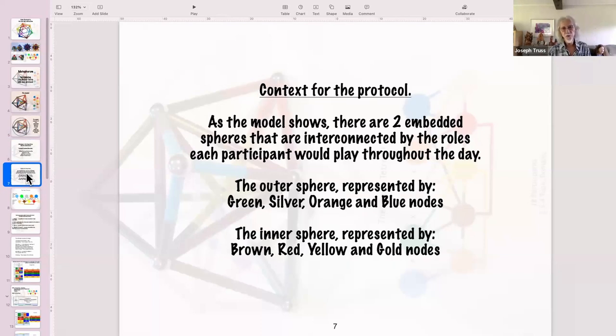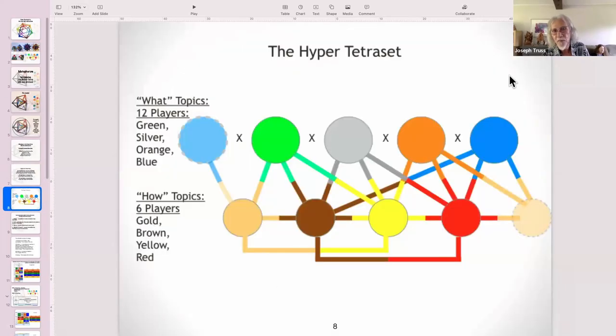So, context for the protocol. As the model shows, there are 2 embedded spheres that are interconnected by the roles each participant would play throughout the day. There's an outer sphere represented by those 4 colors, green, silver, orange, and blue. And then there's the inner sphere represented by 4 other colors, brown, red, yellow, and gold. And this is the connectivity diagram.